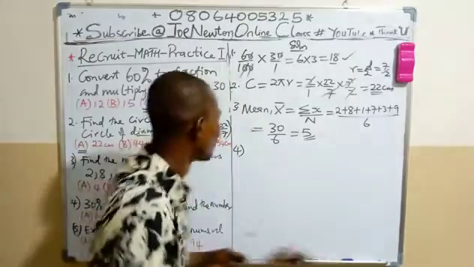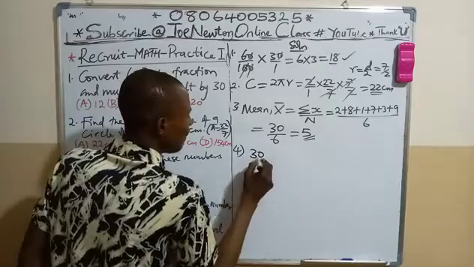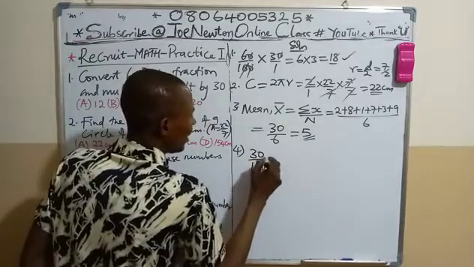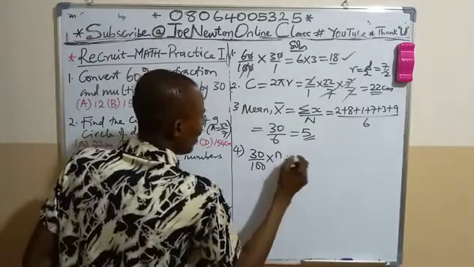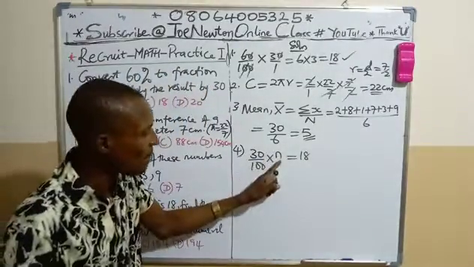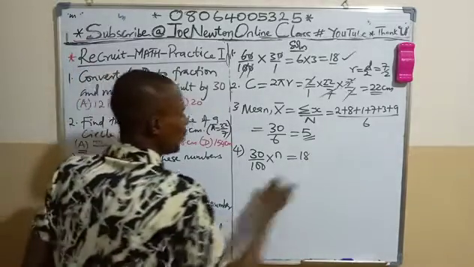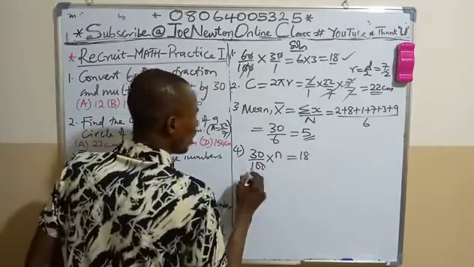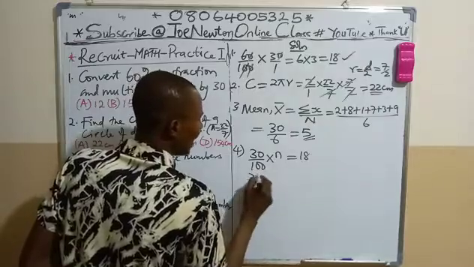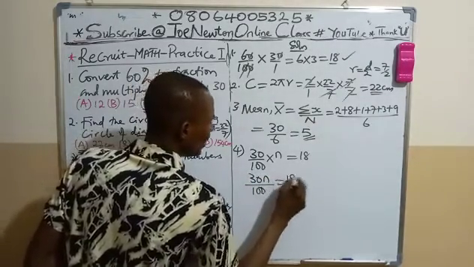Use any letter. So this implies that 30 over 100 times n equals 18. That's what it means. 30% of this number, of means times, equals 18. So without wasting time, you can see that what you have here is what? That will give you that 30n over 100 equals 18.